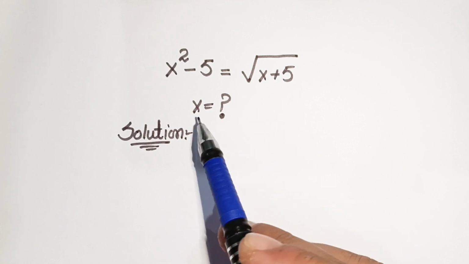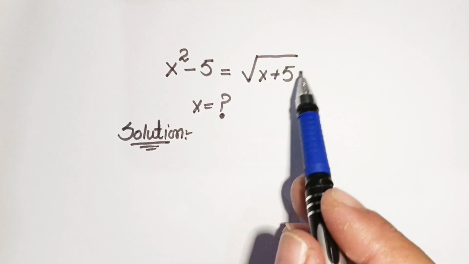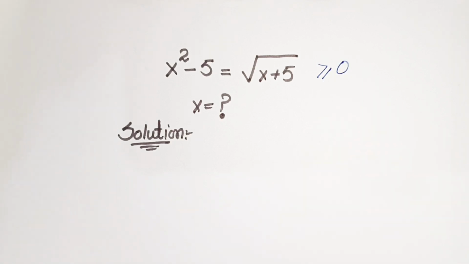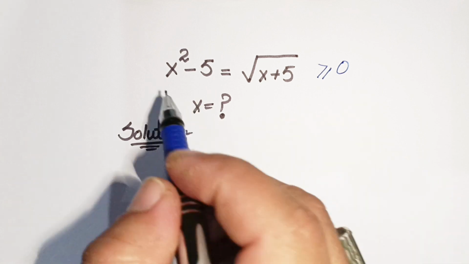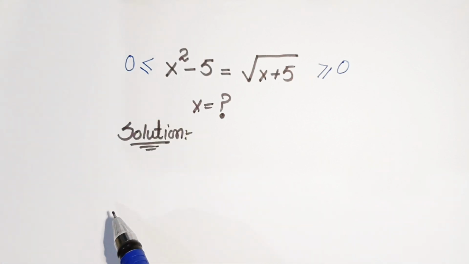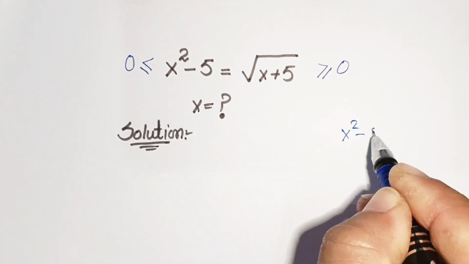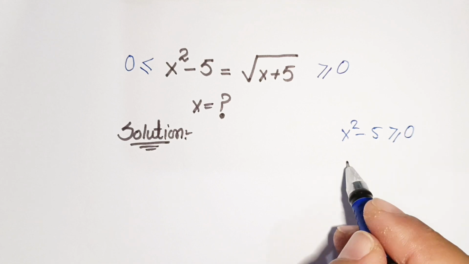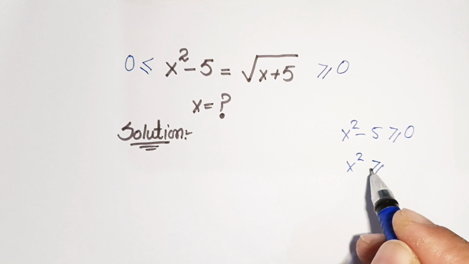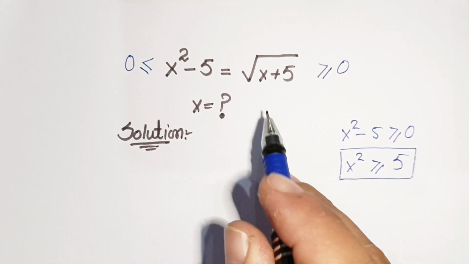This radical sign, if we want to find the value of x which is real, then for a real solution this must be greater than or equal to 0. So if this square root of x plus 5 is greater than or equal to 0, then x squared minus 5 is also greater than or equal to 0. Now we want to set a condition for this solution. Let x squared minus 5 be greater than or equal to 0. Shifting minus 5 to our right hand side, we have x squared is greater than or equal to 5. So it is the condition to check the solution of this equation.